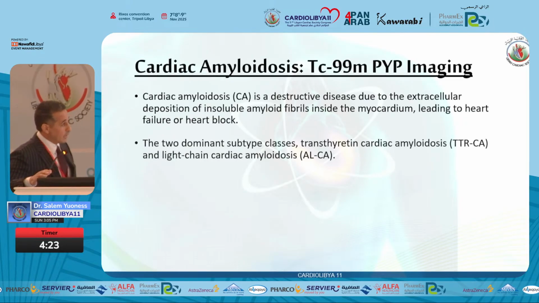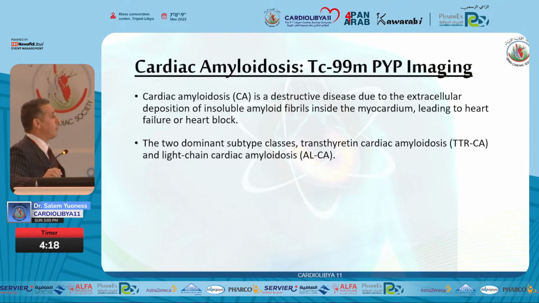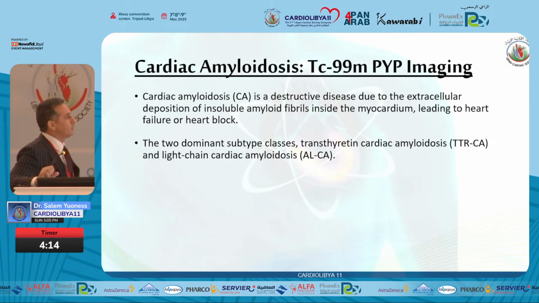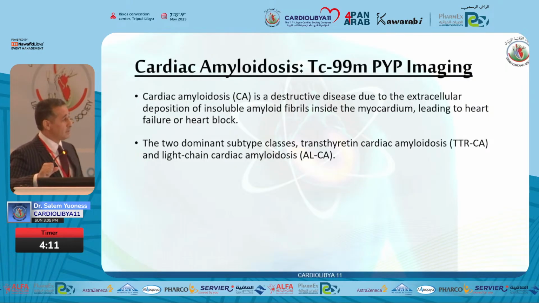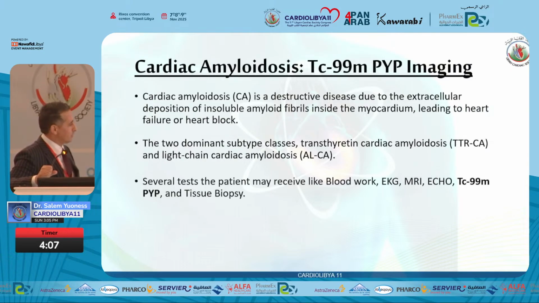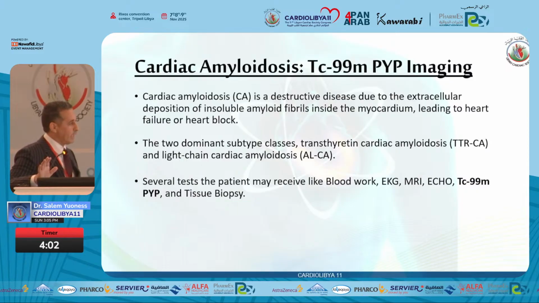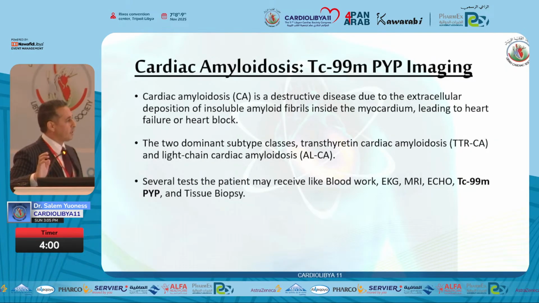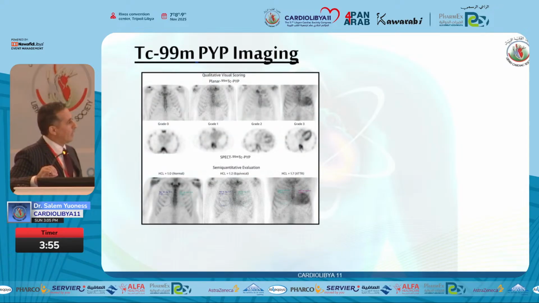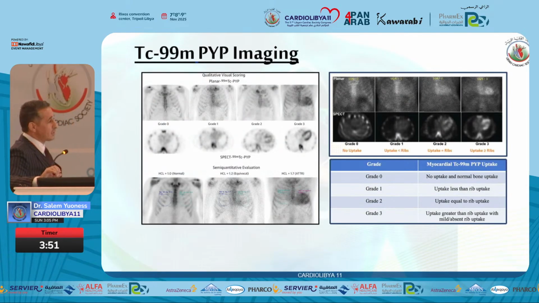We're going to talk about cardiac amyloidosis, which is a destructive disease due to extracellular deposition of amyloid. You know, there are 2 main types, constituting about 95% of the cardiac amyloidosis, which are ATTR cardiac amyloidosis, and the AL, which is light chain cardiac amyloidosis. Several tests for cardiac amyloidosis, including EKG, MRI, echo, technetium PYP, and tissue biopsy, which is the definitive test for diagnosis. How is the PYP scan read? You see the planar images, and you see the SPECT images.